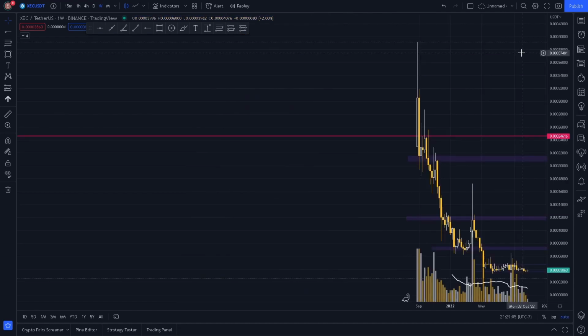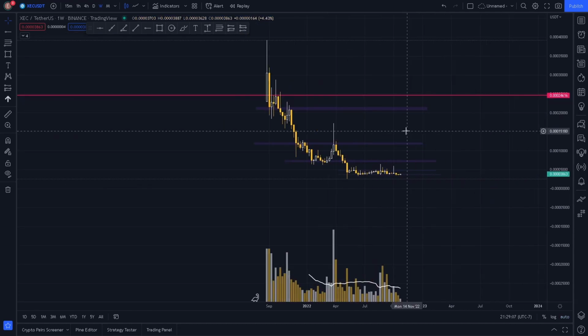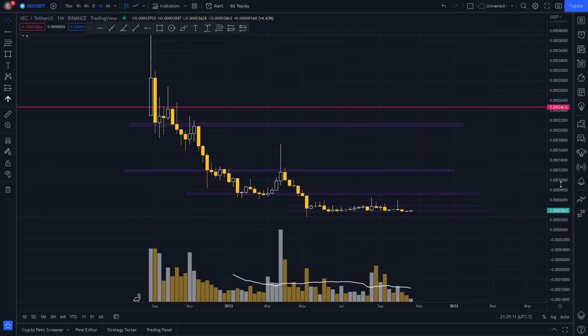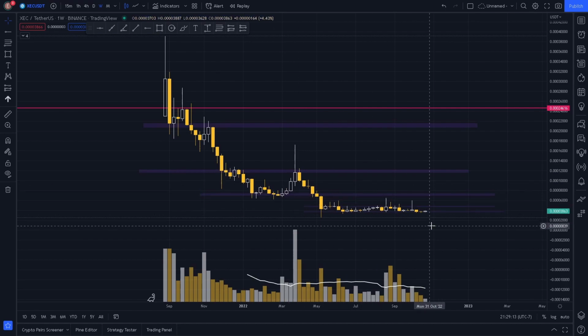Now let's zoom out. So based on the price action we see here on the chart, these are all the key levels we can plot.